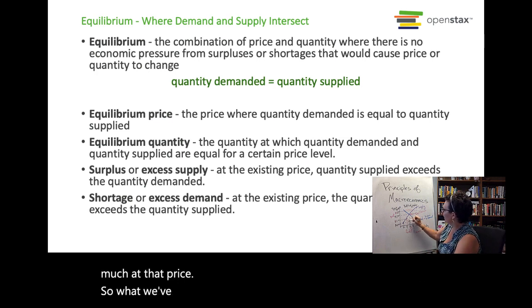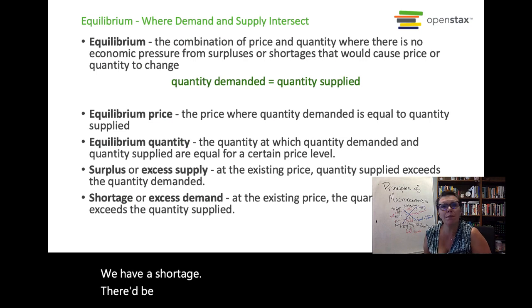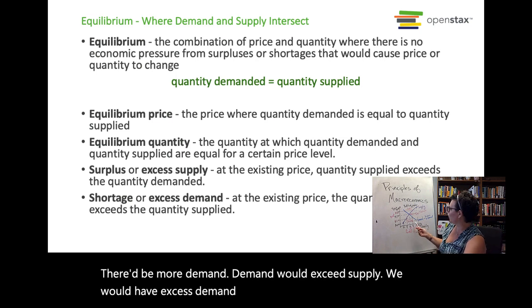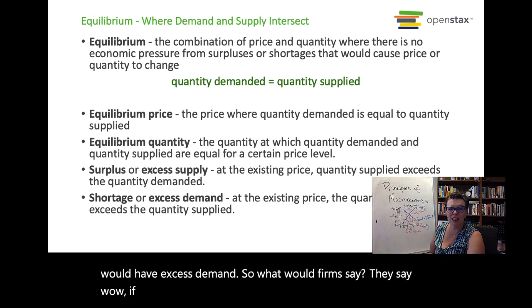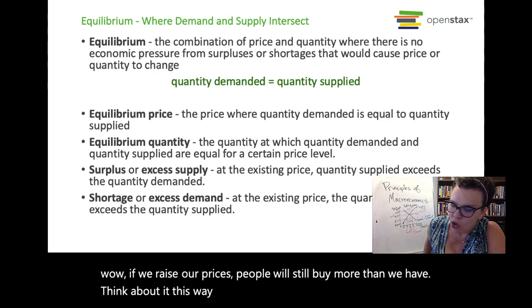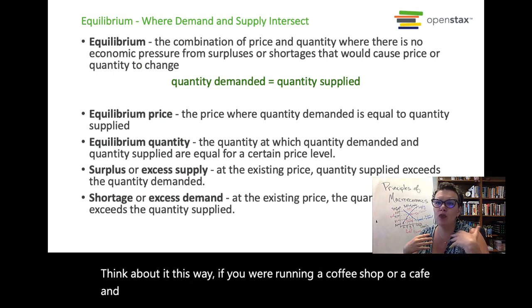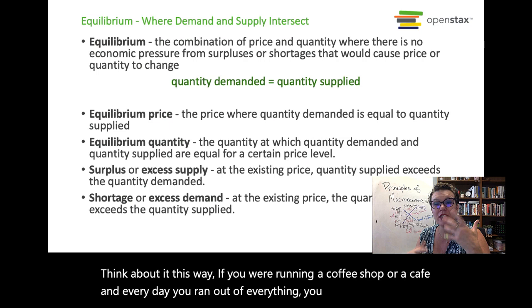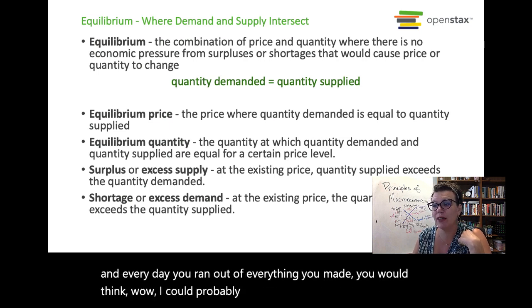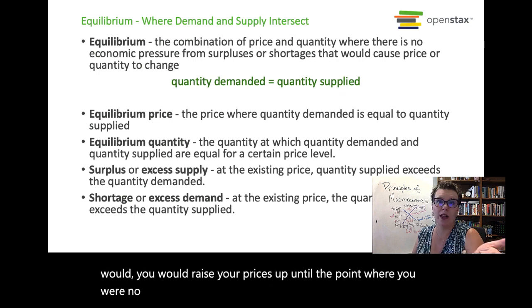So what we'd have down here, instead of having a surplus, we'd have a shortage. There'd be more demand. Demand would exceed supply. We would have excess demand. So what would firms say? They'd say, wow, if we raise our prices, people will still buy more than we have. Think about it this way. If you were running a coffee shop or a cafe and every day you ran out of everything you made, you would think, wow, I could probably raise my prices a little bit. And you would. You would raise your prices up until the point where you were no longer overwhelmed.